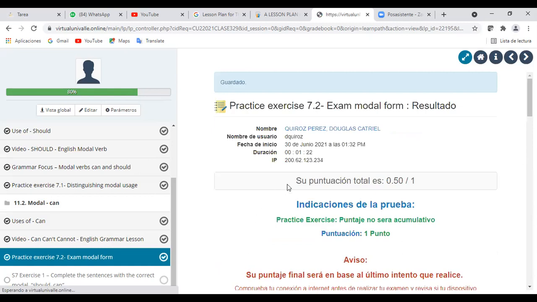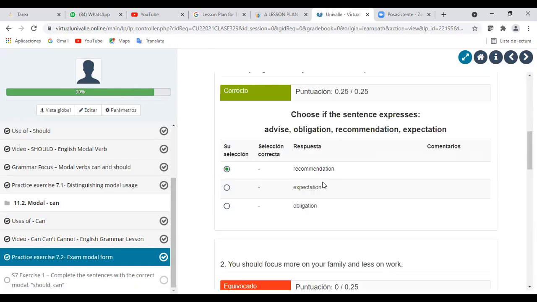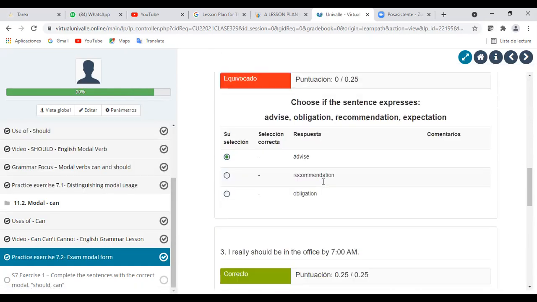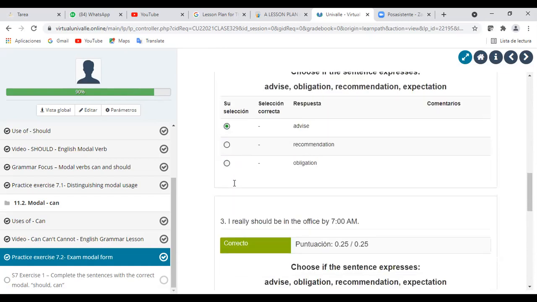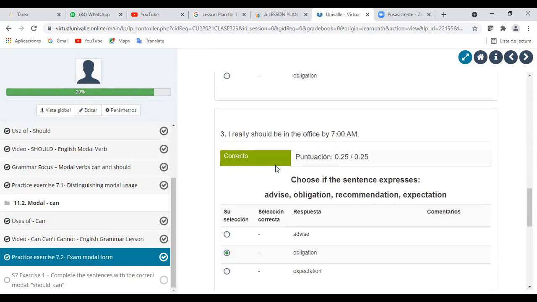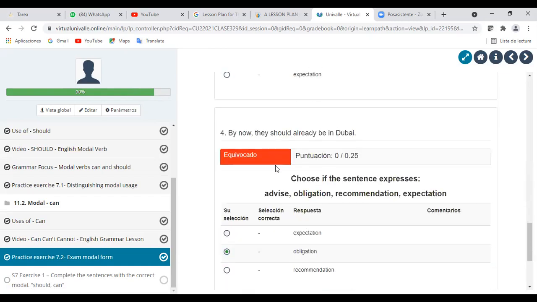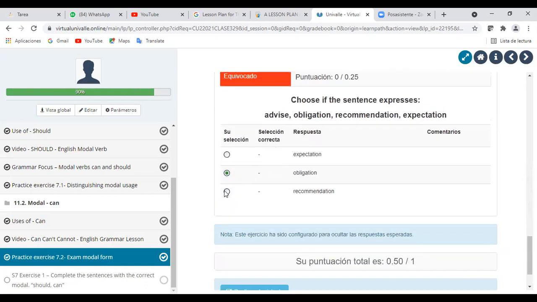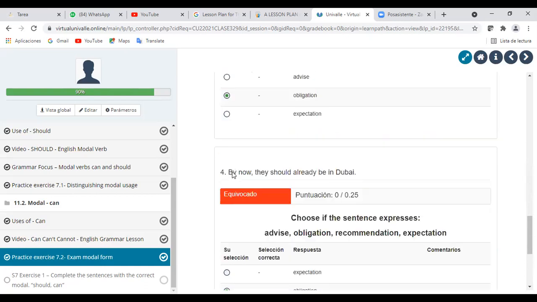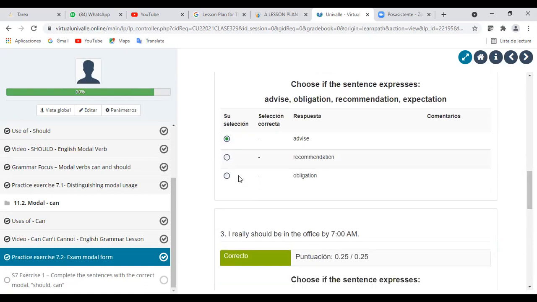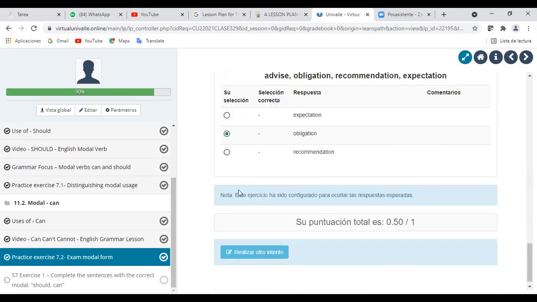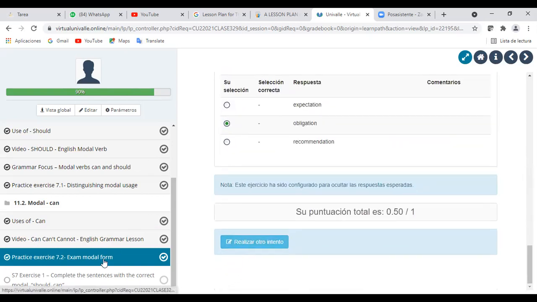So now we're going to take a look at this. Okay, number one is correct. Number three will be a recommendation. Our recommendation, number three is correct. And number four will be something like expectation, okay?